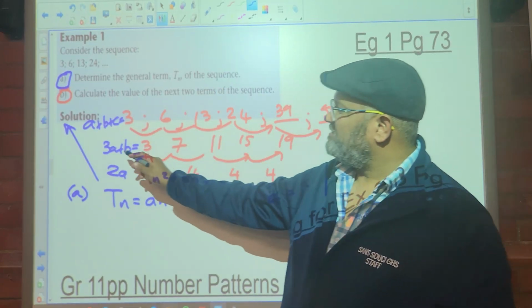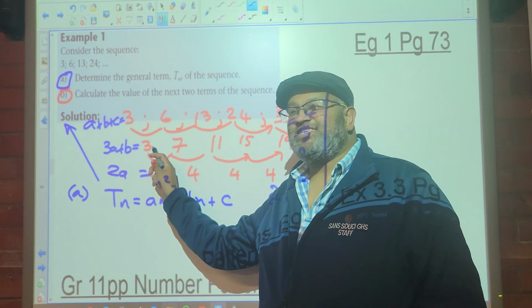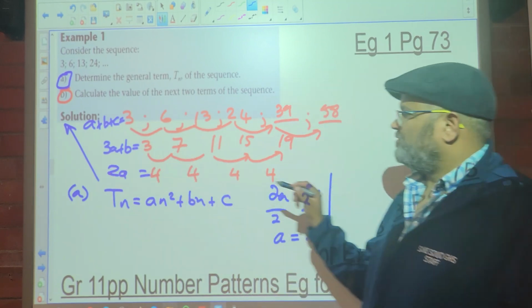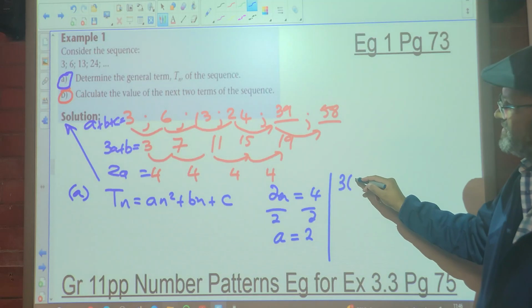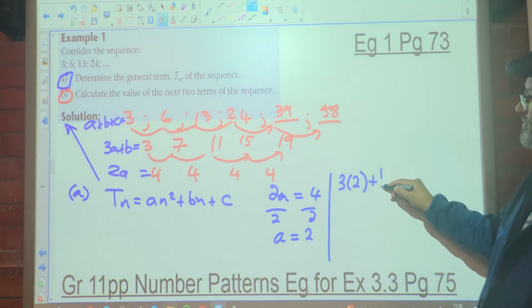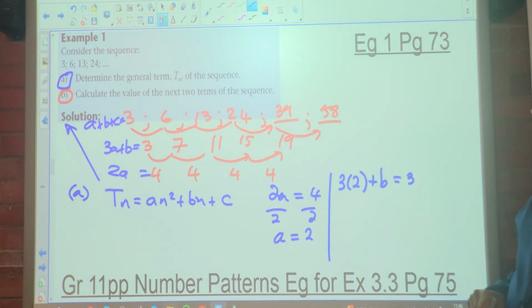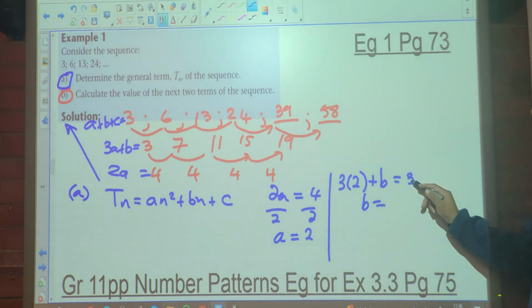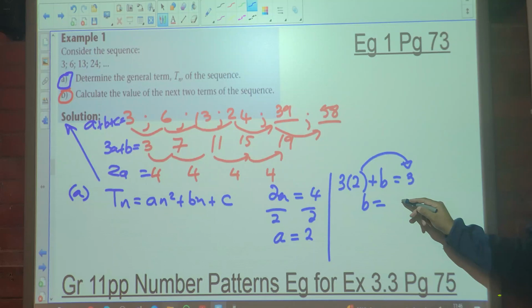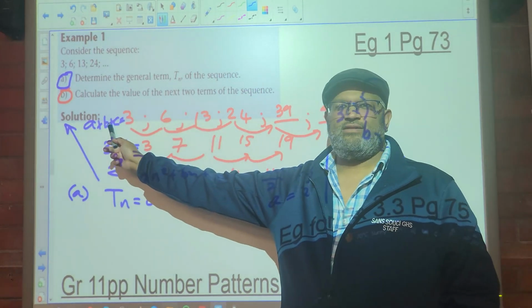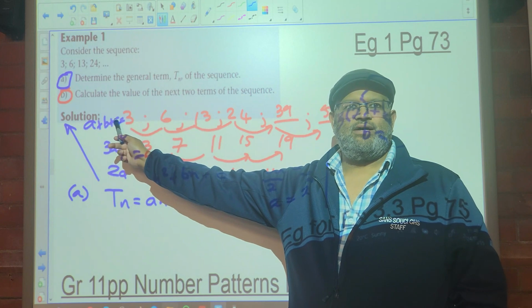So if a is equal to 2, what can we say now? 3a plus b is 3. So what do I write? 3 times 2 plus b is 3. So b is equal to 3 minus 6, which is negative 3. So I got that b sorted as well. You guys understand?